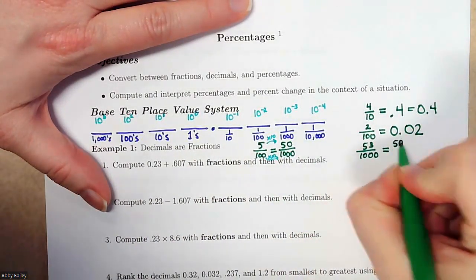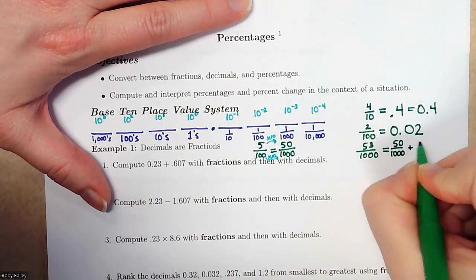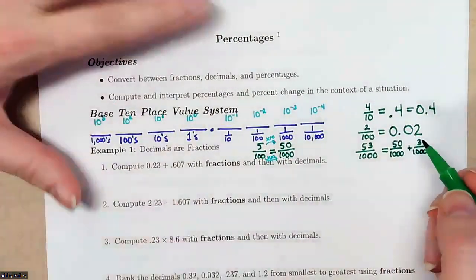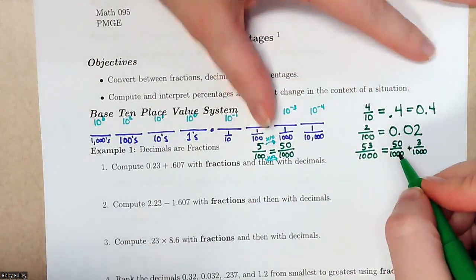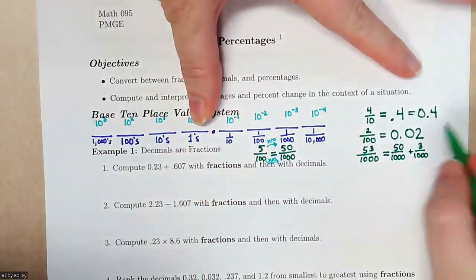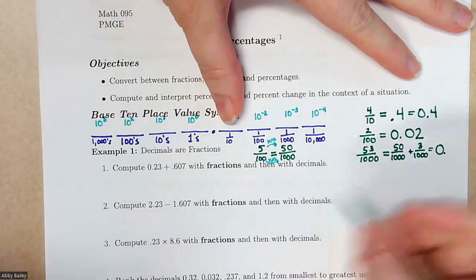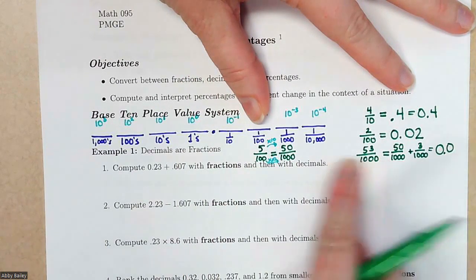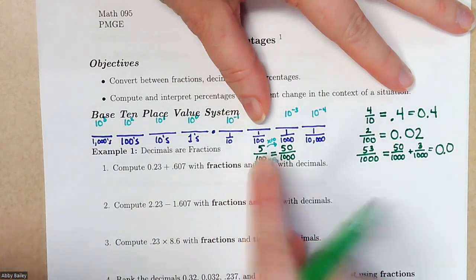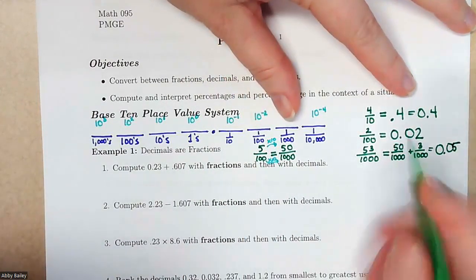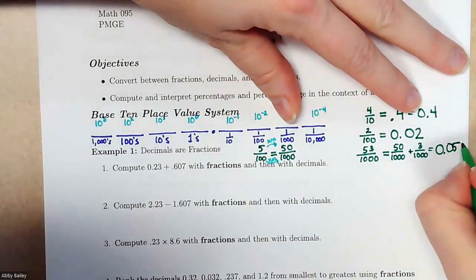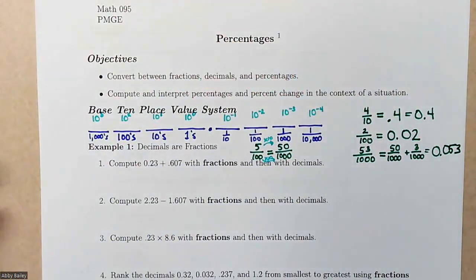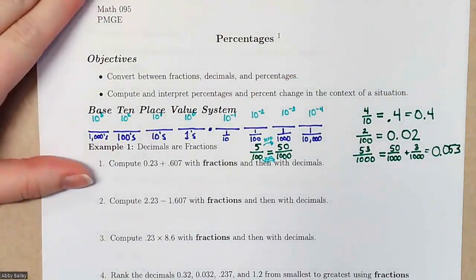So I'm thinking this is like having 50 1,000ths in addition to 3 more 1,000ths. That's 5 100ths. So 0 wholes, 0 1/10ths, but 5 of these, because 50 1,000ths is equivalent to 5 100ths, so 5 in that place, and then 3 of these. So 0.053. I know they're kind of jammed in there on the side of the paper.